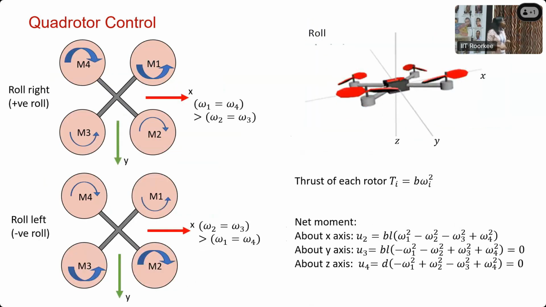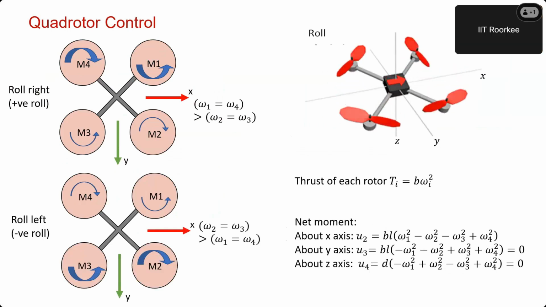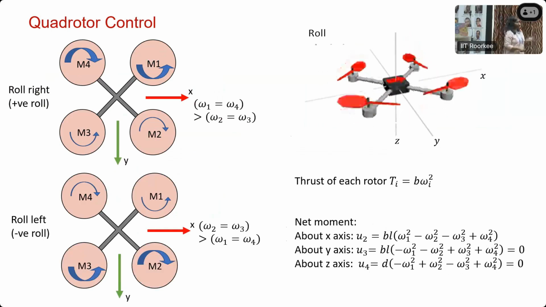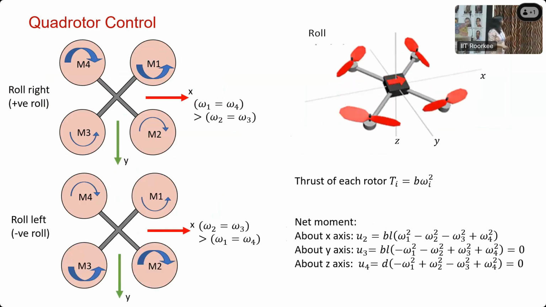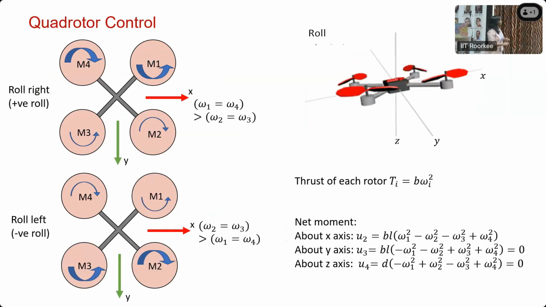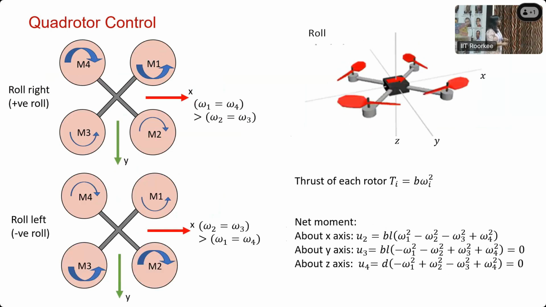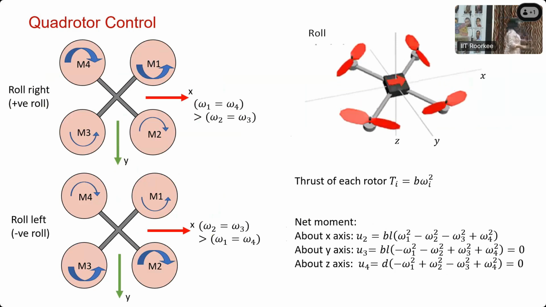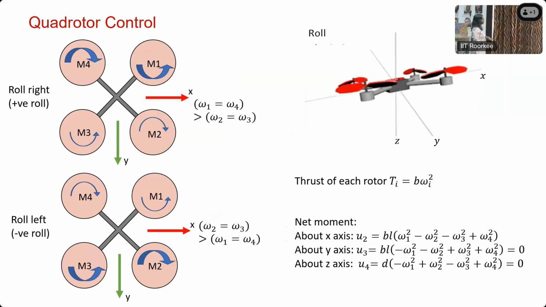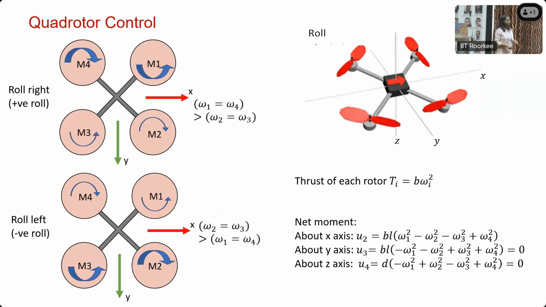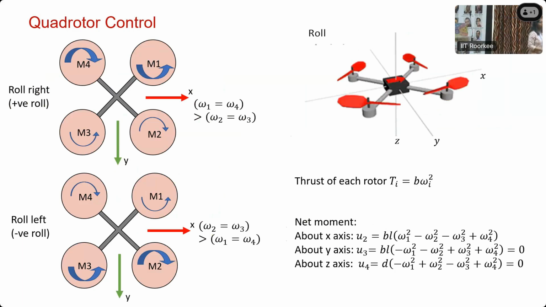If we now look at the roll motion, U2 will be something non-zero. It can be negative or positive, and depending on that value, it will either roll right or left. You can see when the angular speed of these 2 motors is greater than these 2 motors, the quad rotor will roll right, and in the other scenario the quad rotor will roll left. At that point the control inputs U3 and U4 will be 0. So we are talking about the roll motion right now, rotation around the x-axis.